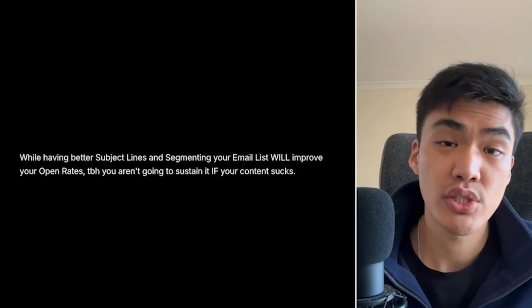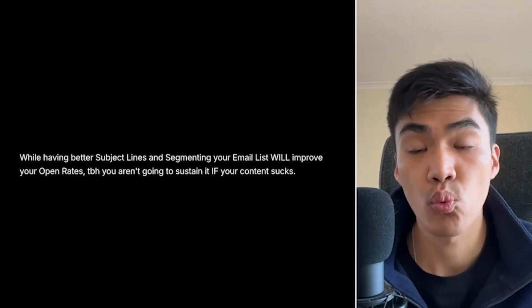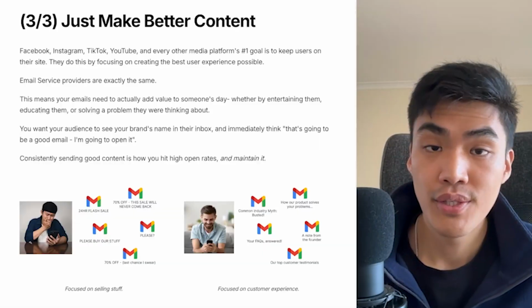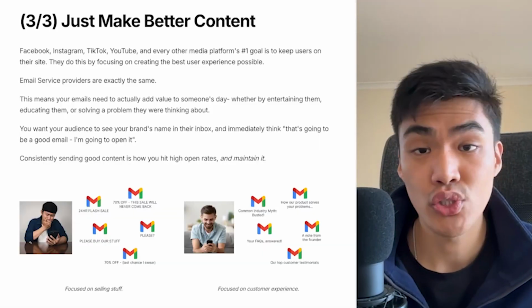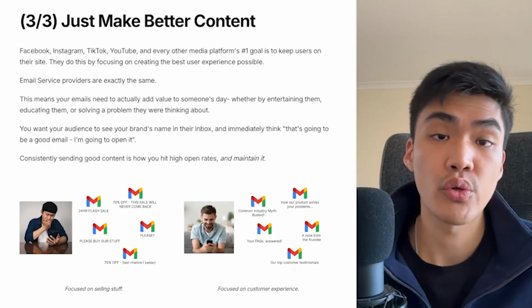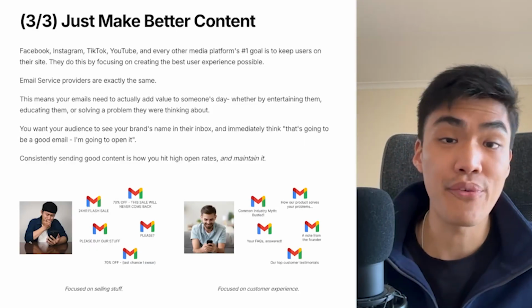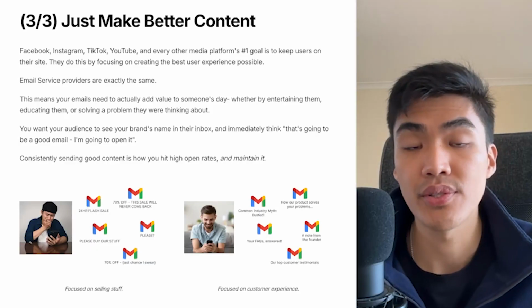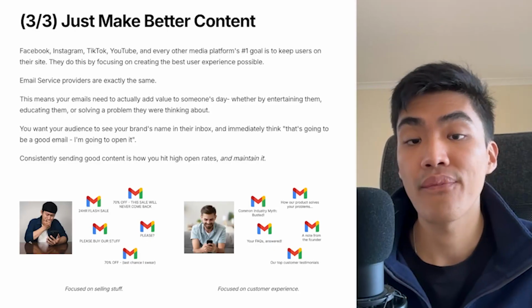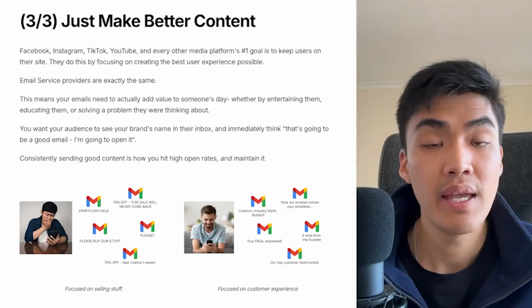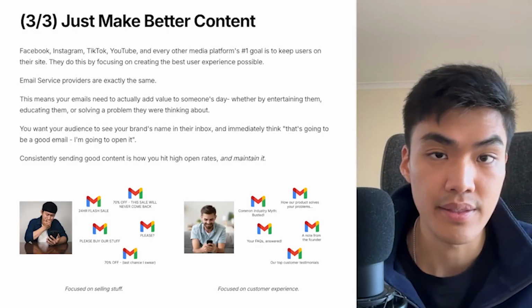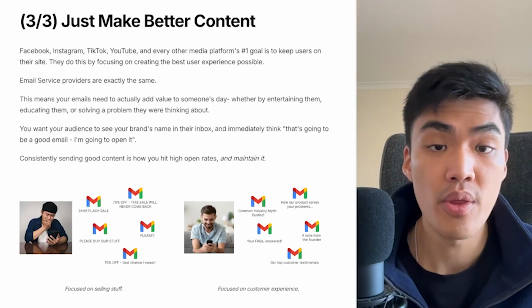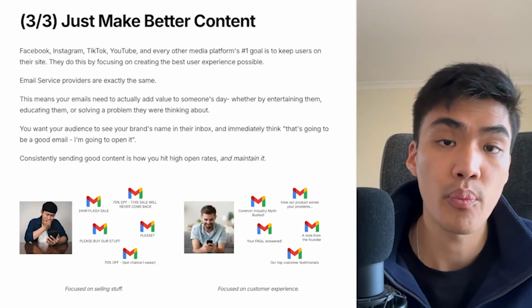Now, while having better subject lines and segmenting your email list will improve your open rates, you're not actually going to sustain it if your content sucks. So finally, the third step is simply to make better content. Facebook, Instagram, TikTok, YouTube, and basically every other media platform that exists in the world, their number one goal is to keep users on their site. They do this by focusing on creating the best user experience possible, and email service providers are exactly the same. So this means that your emails need to actually add value to someone's day, whether by entertaining them, educating them, or just solving a problem that they were thinking about.